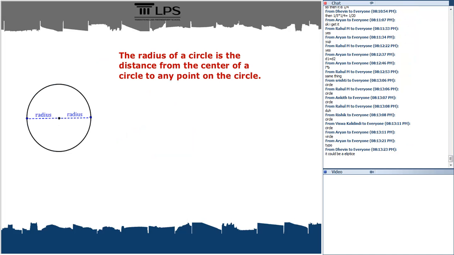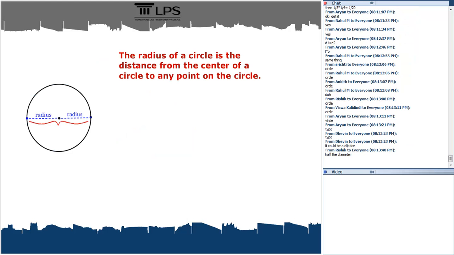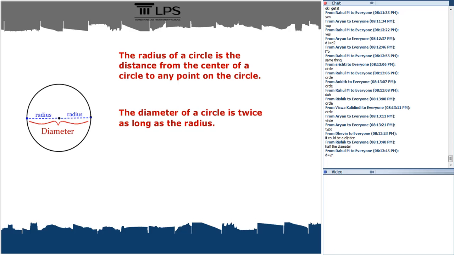This is also therefore the radius of the circle, because it is any point on the circle joining the center of the circle. And 2 times the radius is the diameter. Very good, Rahul. The diameter of a circle is twice as long as the radius of the circle. Okay, that's right. This is a concept. What we have done now is a concept.